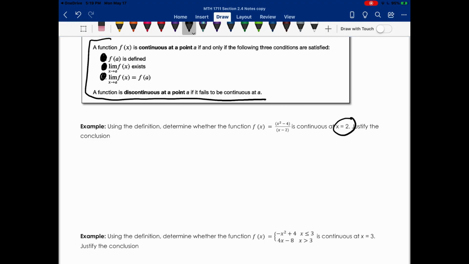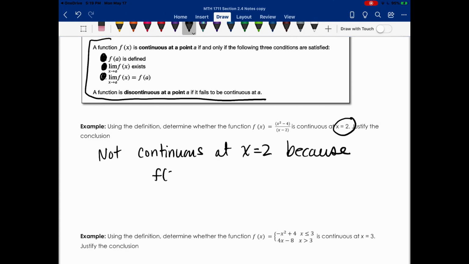And without even going any further through the list of properties that have to happen in order for this to be continuous, it fails in the first one. So just by looking at the first one, we can say it is not continuous at x equals 2 because f of 2 is not defined.